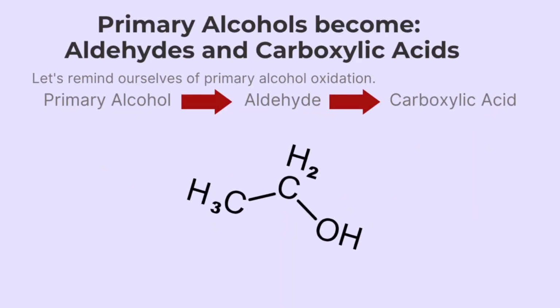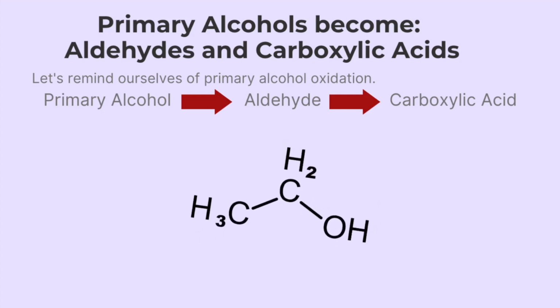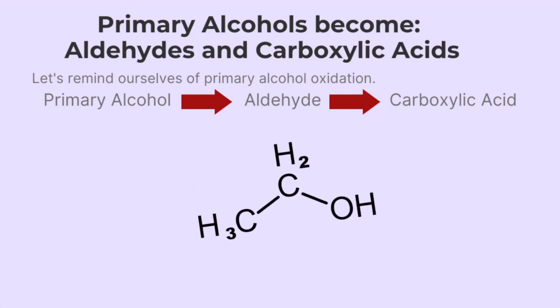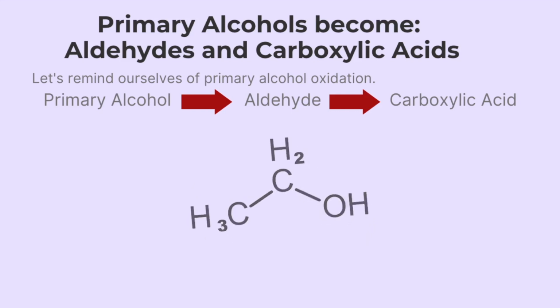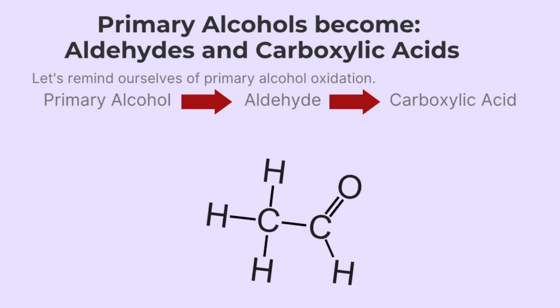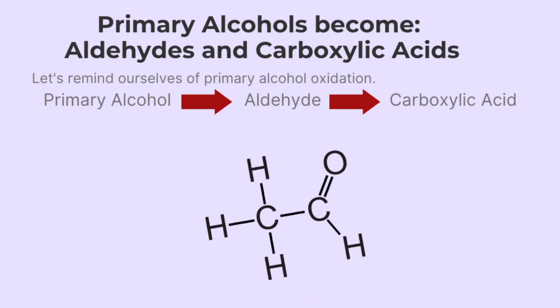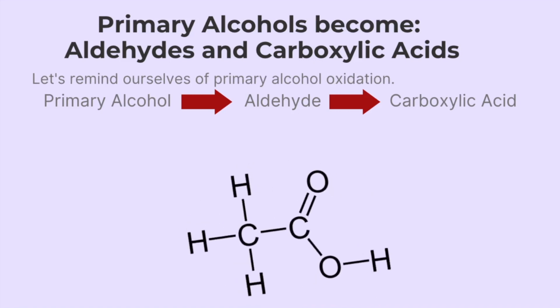Let's also remind ourselves of primary alcohol oxidation. We start with a primary alcohol like ethanol. We heat things up and introduce the right oxidizing agent. Then that OH group transforms, turning first into an aldehyde, and guess what? Keep that chemistry party going, and that aldehyde goes all the way to becoming a carboxylic acid. It's like a step-by-step makeover, turning into something completely new.